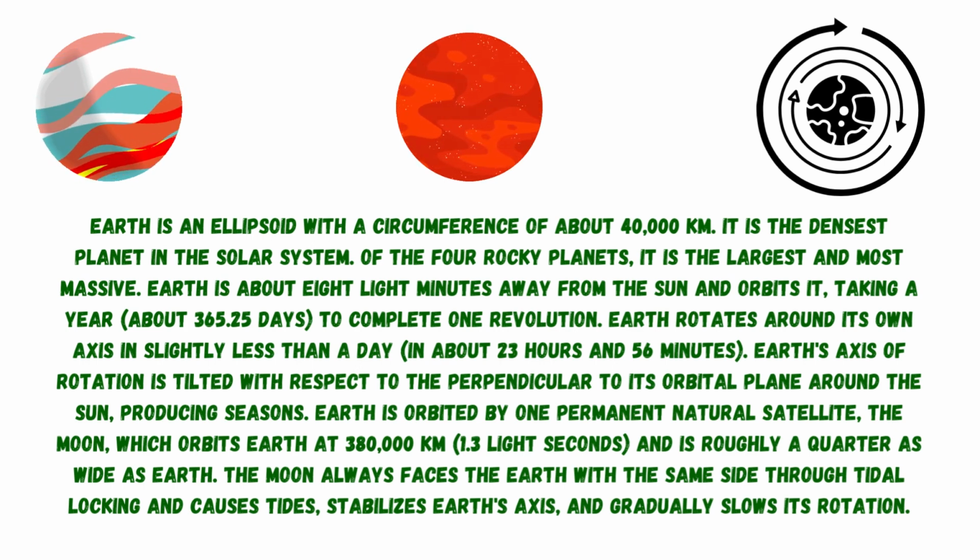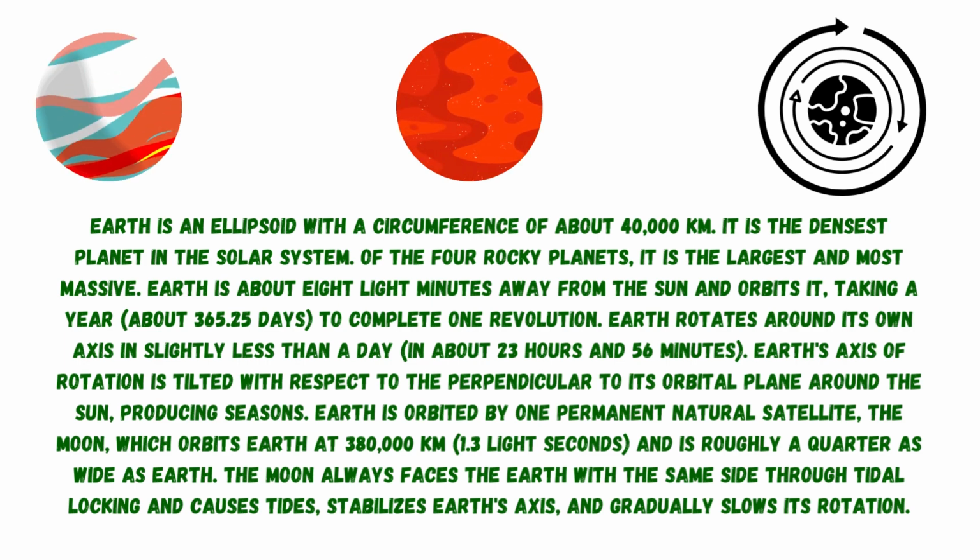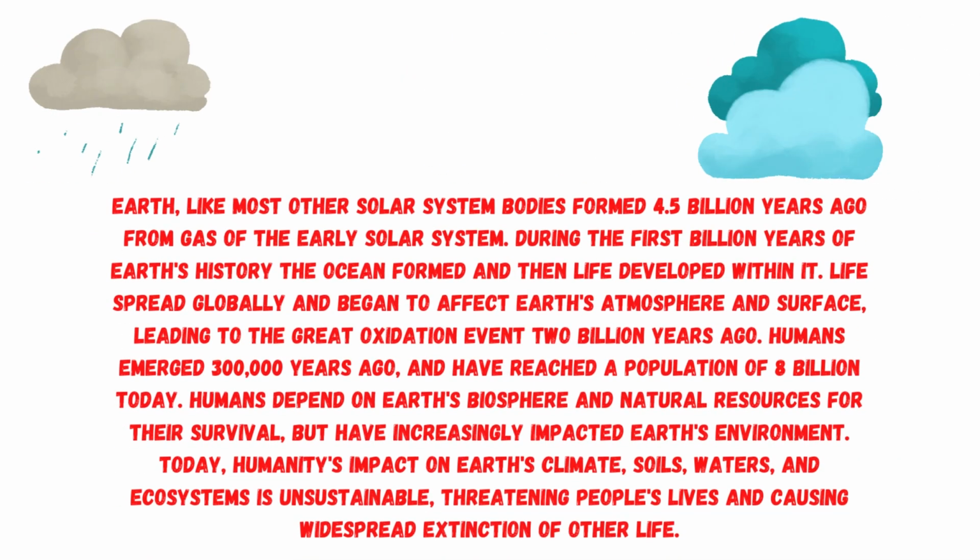Earth is orbited by one permanent natural satellite, the Moon, which orbits Earth at 380,000 kilometers, 1.3 light seconds, and is roughly a quarter as wide as Earth. The Moon always faces the Earth with the same side through tidal locking and causes tides, stabilizes Earth's axis, and gradually slows its rotation.